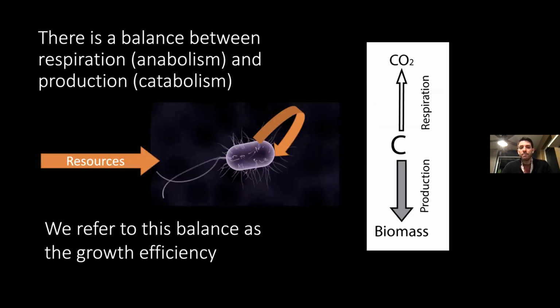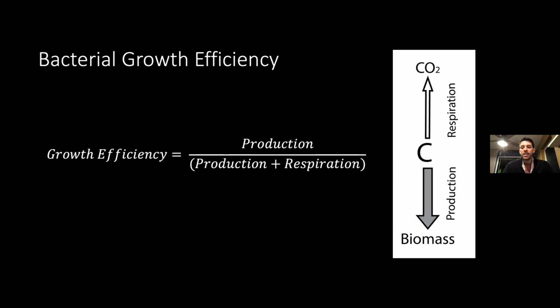So there's this constant balance between respiration, catabolism, and production, anabolism. And I often refer to this balance as growth efficiency. This is how efficiently cells can grow, how efficiently they take those resources and are able to create new biomass, but at the same time, generate the energy they need to survive and grow. And we can use some simple calculations to calculate growth efficiency. So growth efficiency is just the proportion of biomass production related to the total carbon usage, which includes both production and respiration.